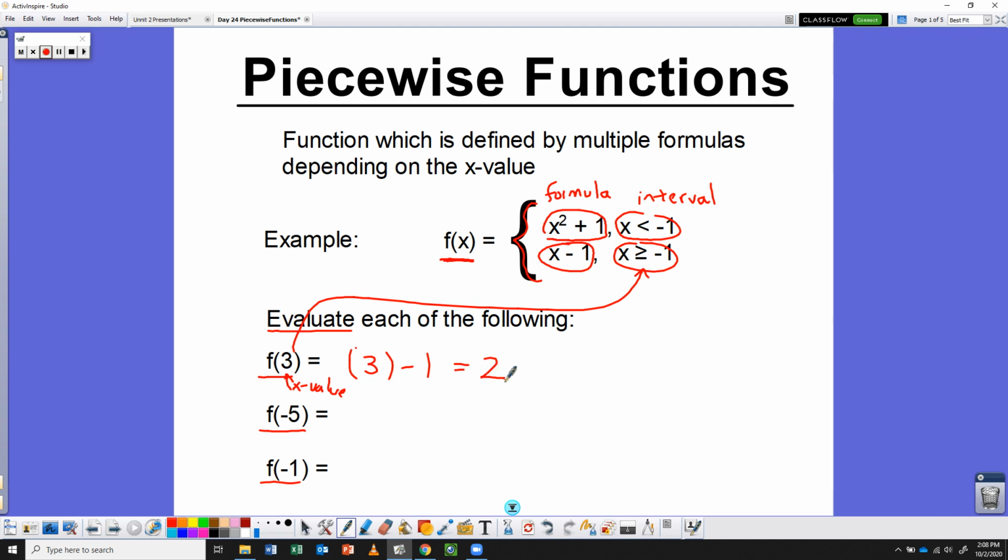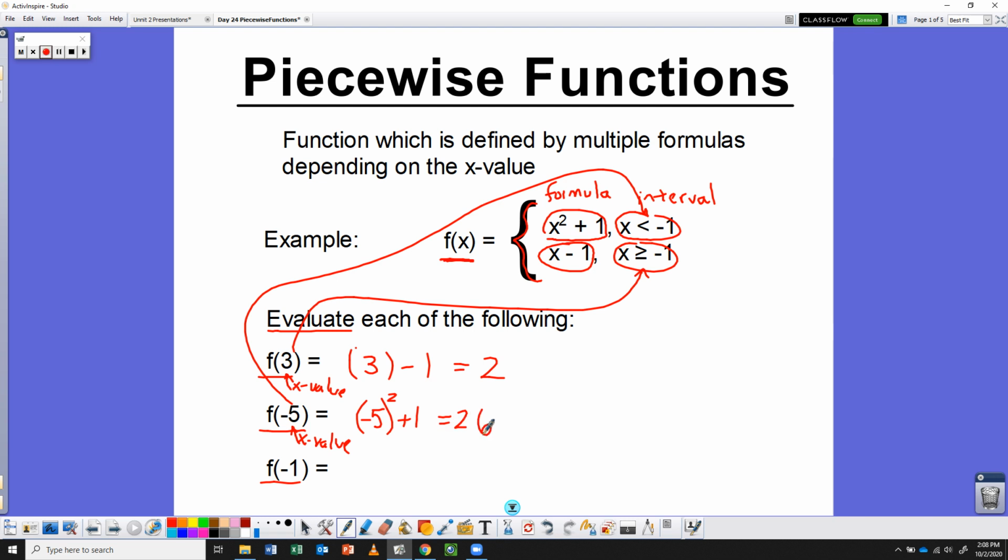The second evaluation I'm doing is for f of -5. And remember, that means that -5 is going to be your x value. When I go to my piecewise function and look at the intervals, I realize that -5 is definitely less than -1. So that means this one should be using the top formula. -5, I'm putting parentheses around it, is going to get squared, and then we're going to add 1. So -5 squared is positive 25, plus 1 makes 26.